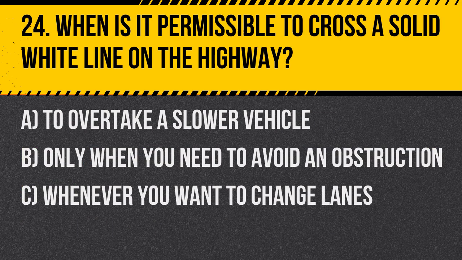Question 24. When is it permissible to cross a solid white line on the highway? A. To overtake a slower vehicle. B. Only when you need to avoid an obstruction. C. Whenever you want to change lanes.